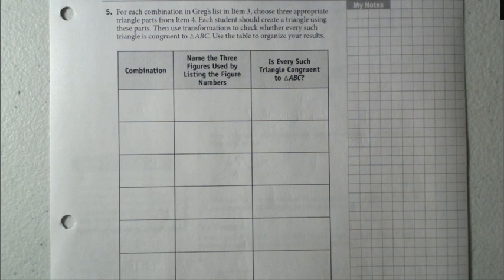We have now moved on to section 5, which covers questions 5 and 6. Question 5 says, for each combination of Greg's list in item 3, choose 3 appropriate triangle parts from item 4, and each student should create a triangle using these parts. Then use transformations to check whether every such triangle is congruent to triangle ABC. Use the table to organize your results.